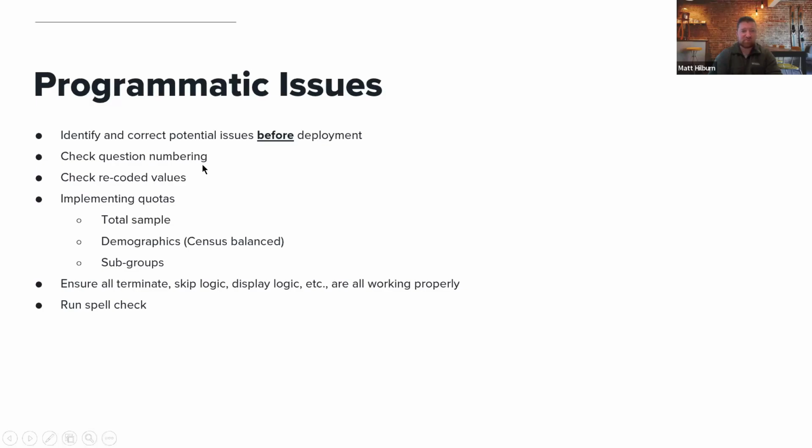Okay, make sure all your question numbering matches what you want it to be. Make sure that any recoded values you need are in place. If you are going to, say, take a Likert scale and turn that into a coded scale, you can do that after the fact, or you can do that inside the survey. Make sure you've got your quotas in place. Ensure that any skip logic, display logic, etc. is working properly. And I know this feels really basic and fundamental, but please run a spell check.